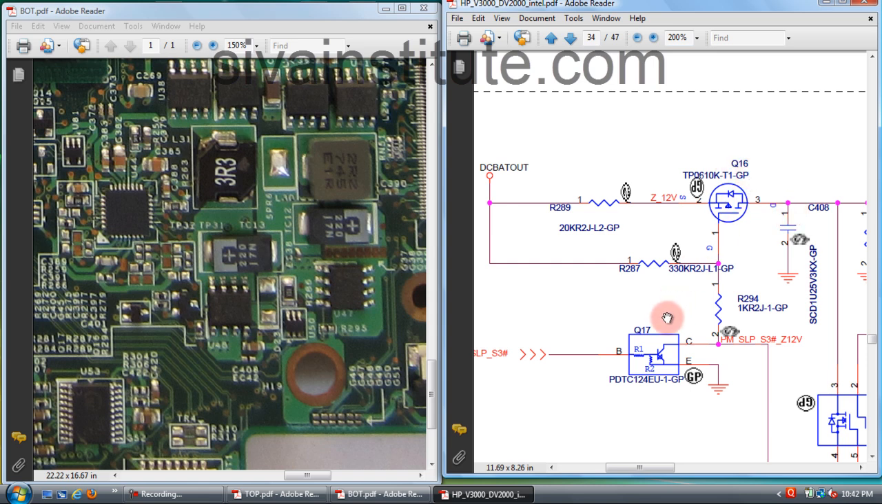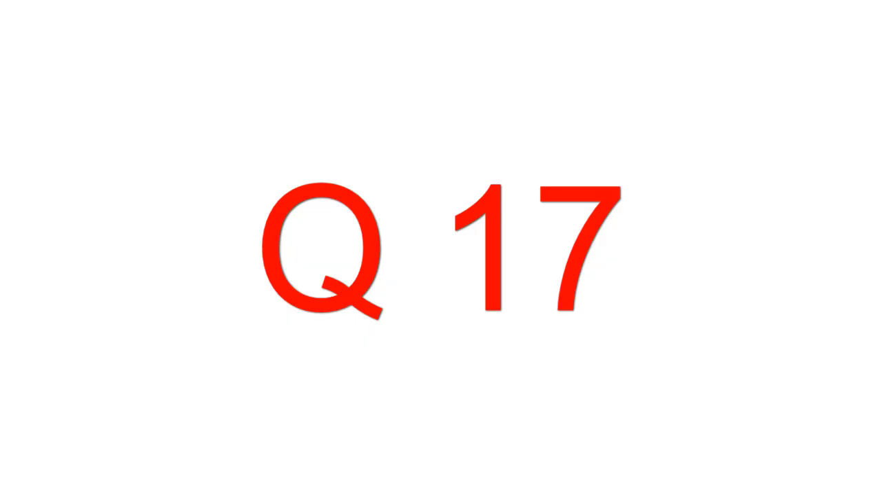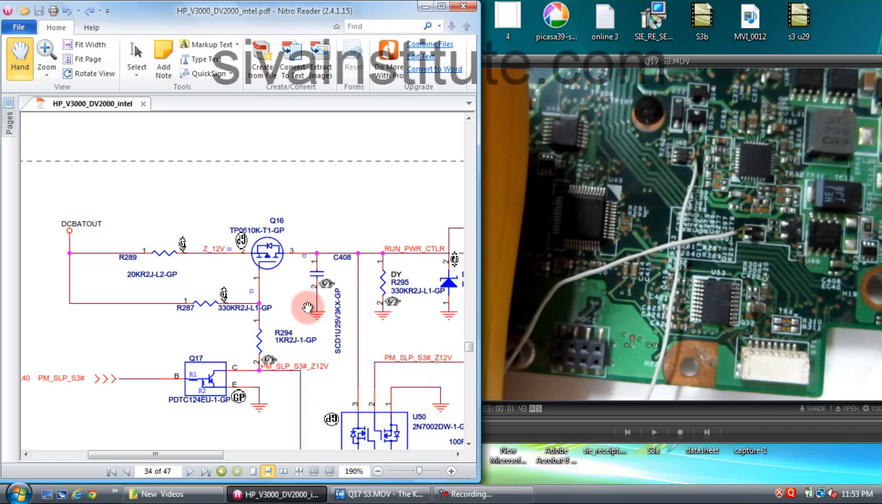This is Q16, this is Q17. We will see Q16, Q17. This is Q17, this is Q16. This is Q16 and Q17.